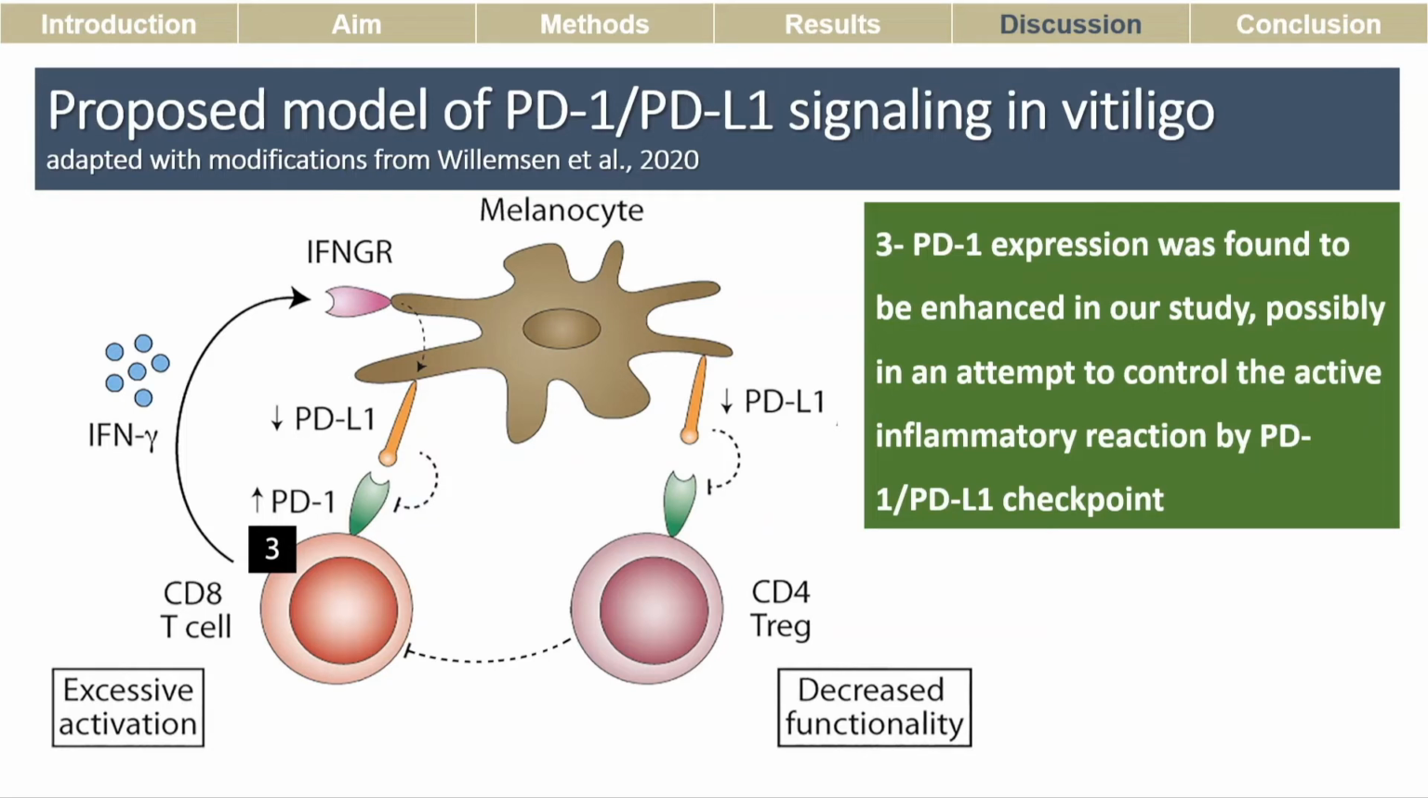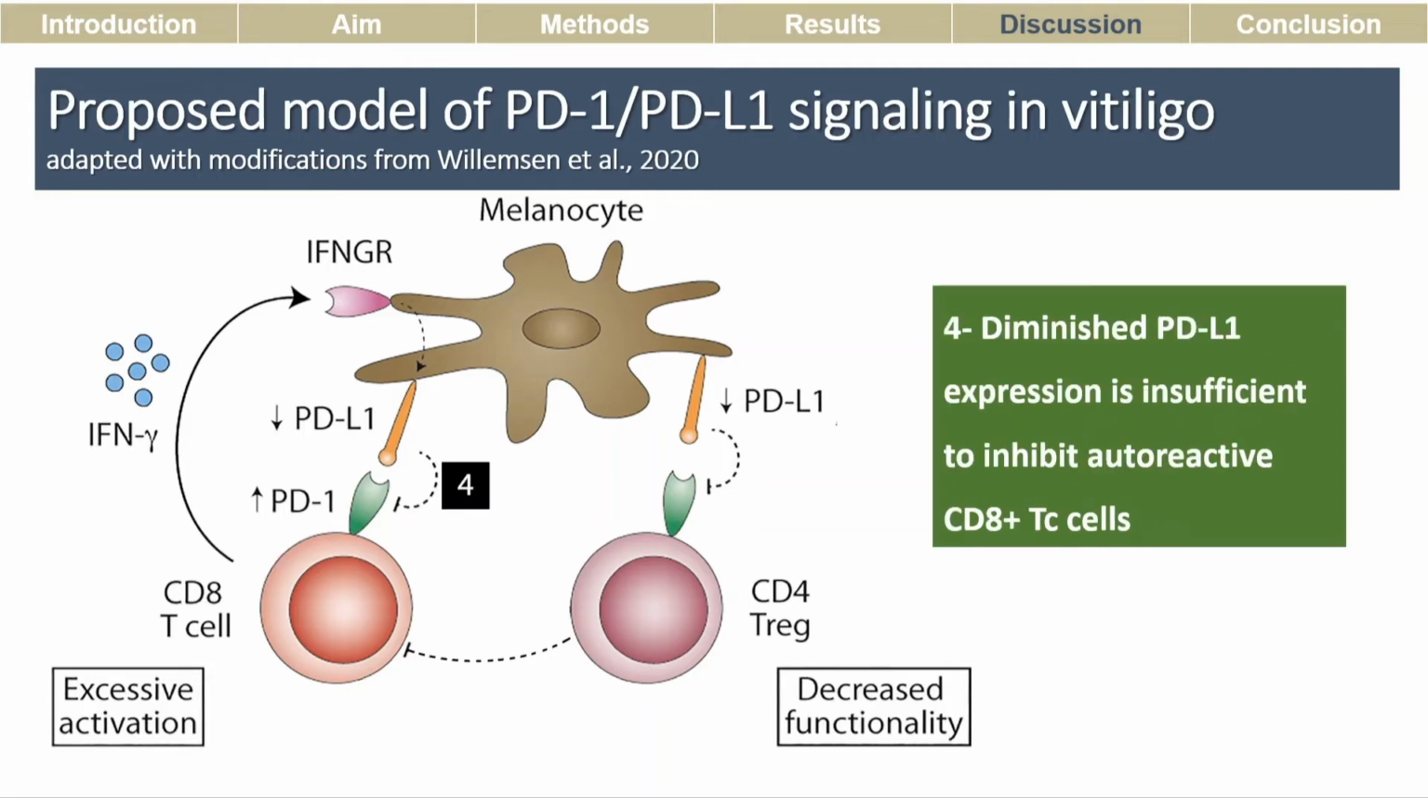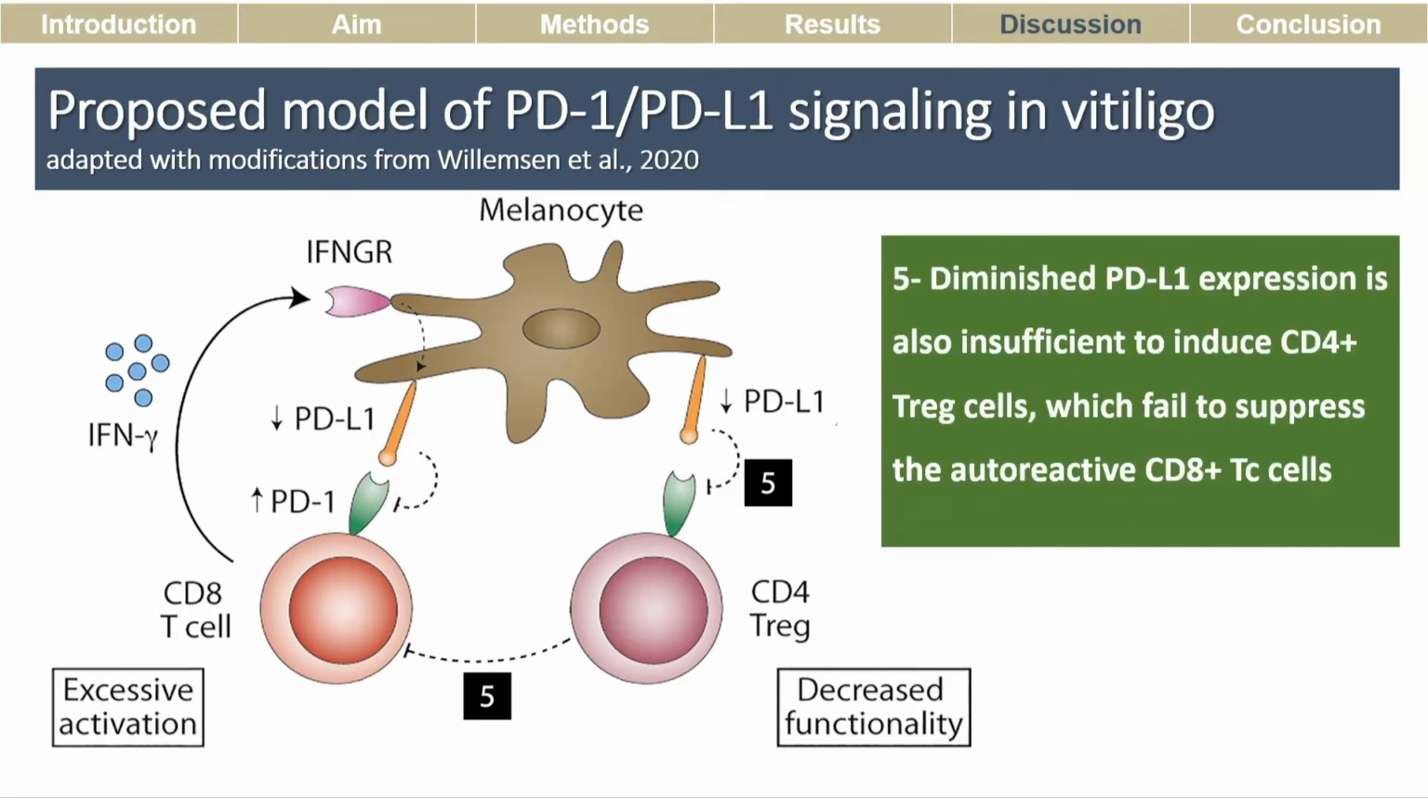In contrast, PD1 expression was found to be enhanced in our study, possibly in an attempt to control the active inflammatory reaction by PD1 checkpoint. Diminished PD ligand 1 expression is insufficient to inhibit the autoreactive CD8 positive T cells, which normally infiltrate vitiligo. The diminished PD ligand 1 expression is also insufficient to induce CD4 positive T regulatory cells, which therefore fail to suppress the autoreactive CD8 positive T cytotoxic cells, allowing the propagation of the inflammation.